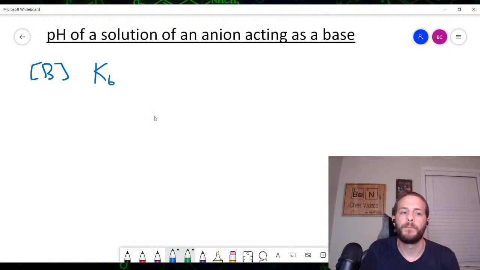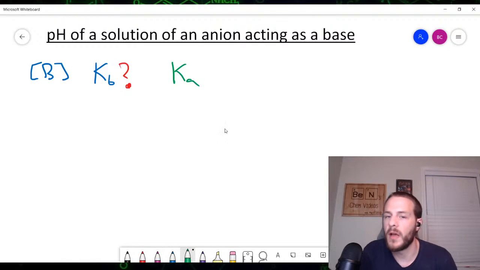Now, what if we don't know Kb? What if we don't know Kb, but we do know Ka of the conjugate acid? So is there any relationship between Ka of the conjugate acid of our base and Kb?